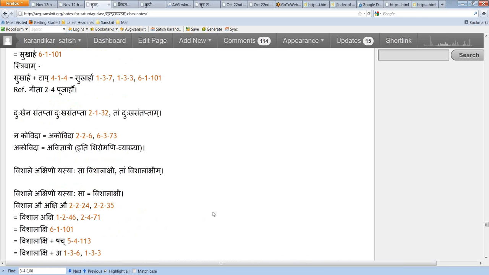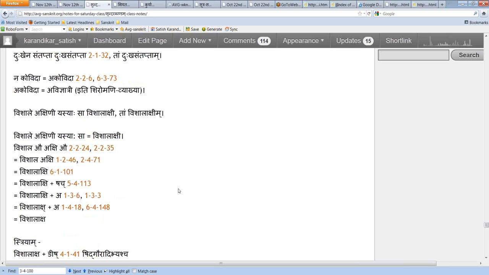And then Vishalakshi, vishale akshini yasyaha sa vishalakshi, tam vishalakshim. This is also copy paste from the Wednesday class. Vishale akshini yasyaha sa, a bahuvrihi compound. So vishala au, akshi au, anekamanyapadarthe. And then we get the purvanipataha by the sutram saptami visheshane bahuvrihau. So vishala is a visheshanam.